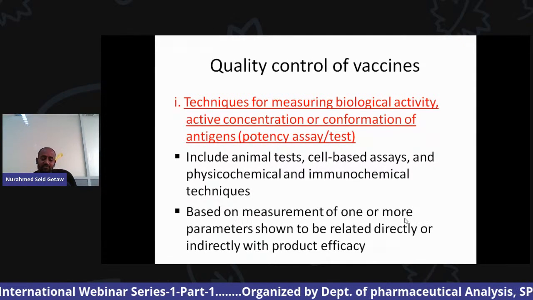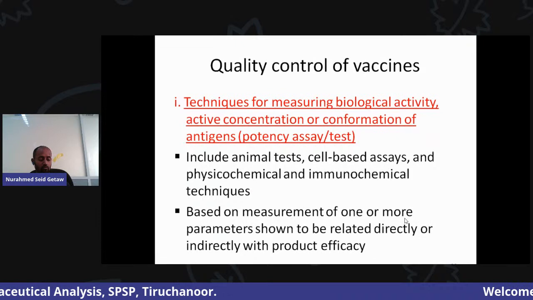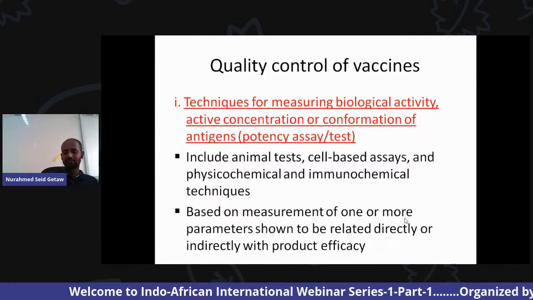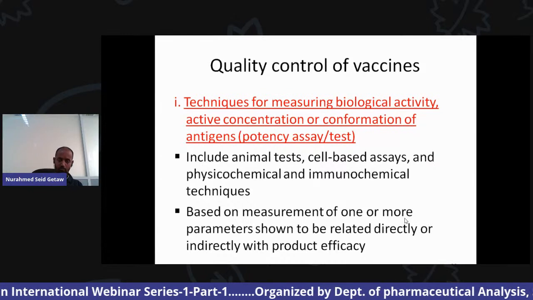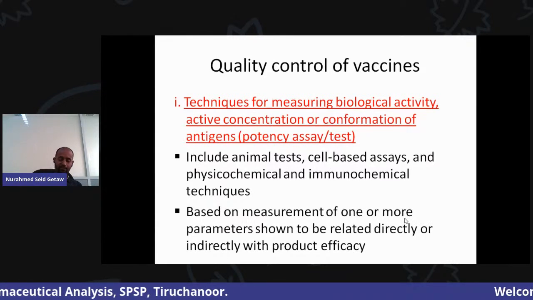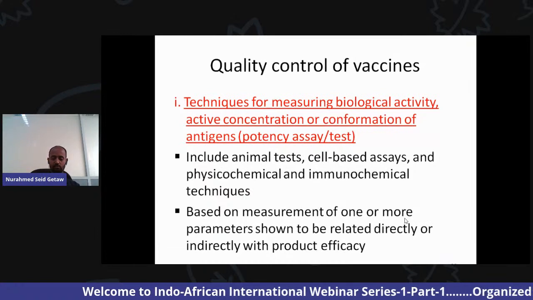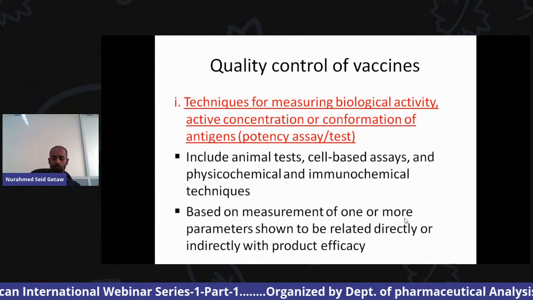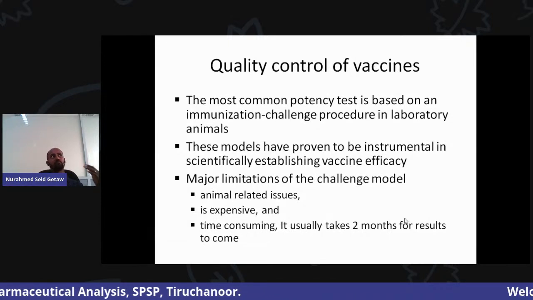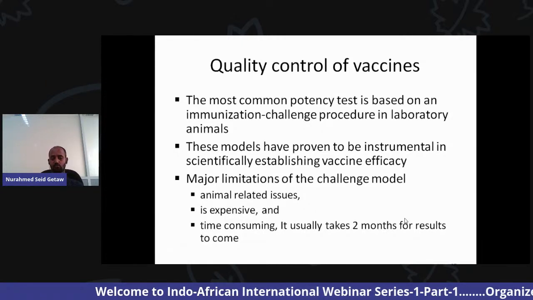And the second class, which we will be discussing ahead, is those techniques used to detect and quantify the antigen directly. So these first techniques, the potency assays, include animal tests, cell-based assays, and different physicochemical and immunochemical methods, based on the measurement of one or more parameters which are believed to be linked directly or indirectly with the efficacy of the vaccine under consideration. So these techniques will not directly quantify or detect the antigen. The aim is to measure something as a result of the effect of that vaccine in the host's immune system or in the host animal's body.